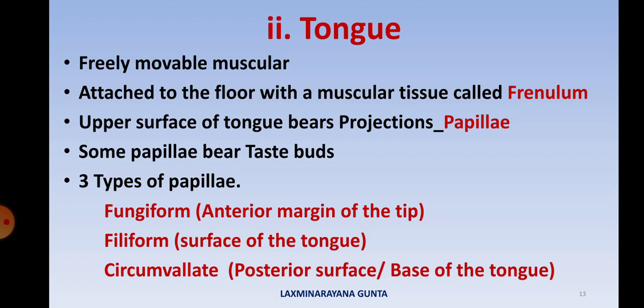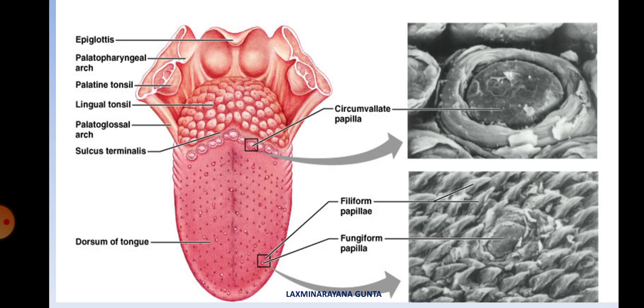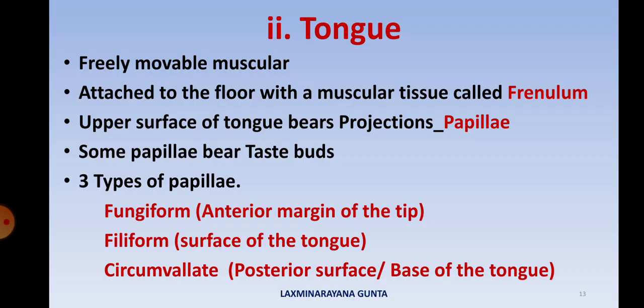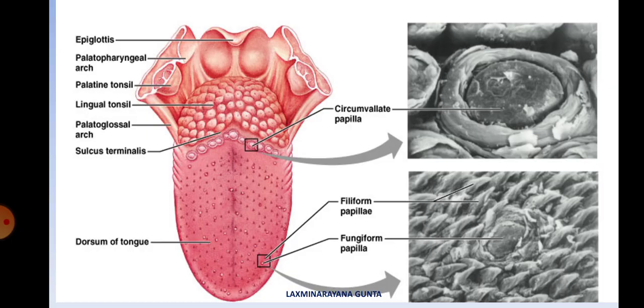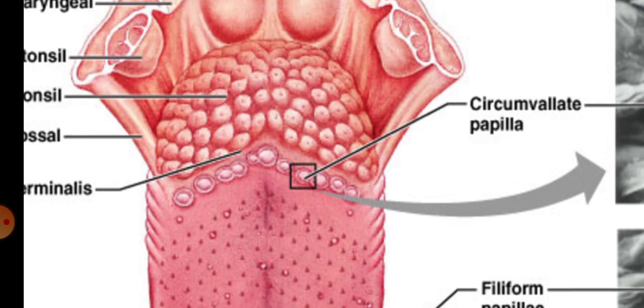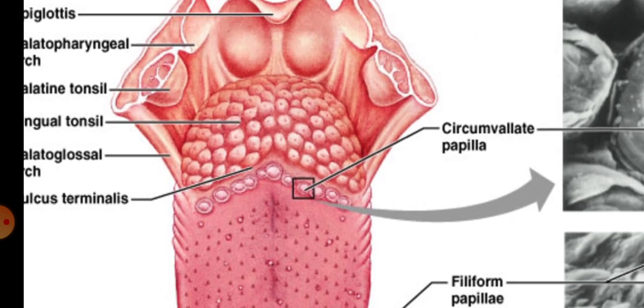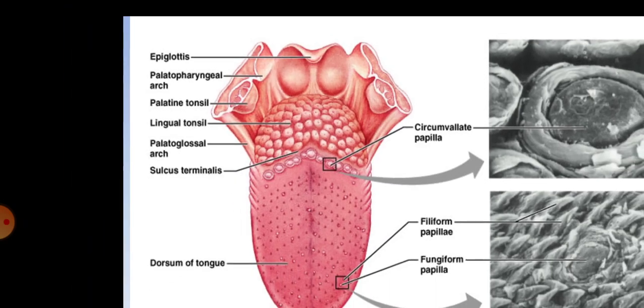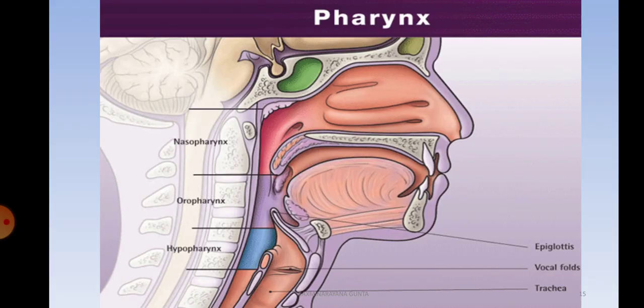The fungiform papillae are mushroom-shaped structures, and filiform papillae are thread-like structures, and vallate papillae are the biggest papillae present on the tongue. They are present at the base of the tongue, and they look like an inverted V-shaped structure, and they are the largest papillae present on the tongue.